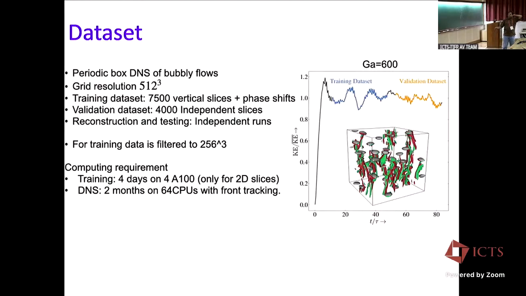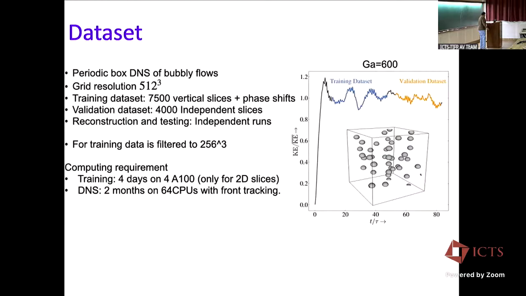We downsize the data because this itself was cumbersome. And the training takes some time. I mean, 4 days on 4 800s running continuously. And this is only for 2D slices. And DNS is roughly 2 months on 64 GPUs. And then what you get is the following.